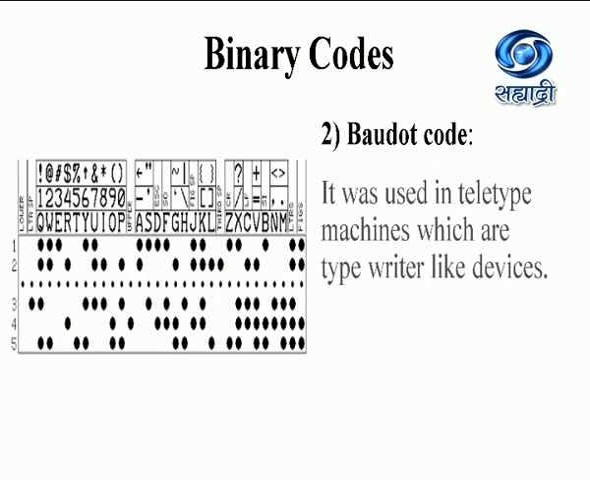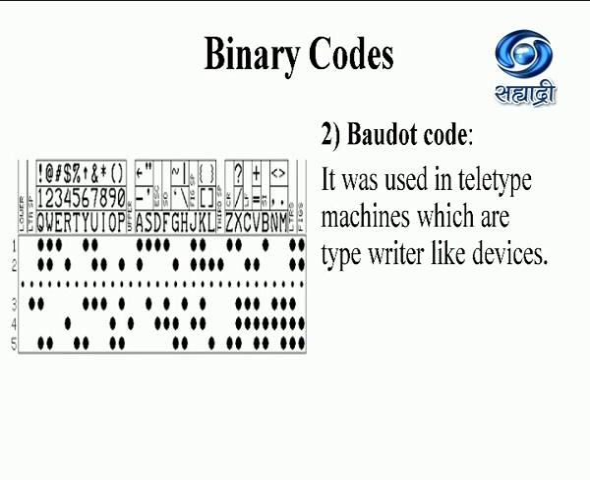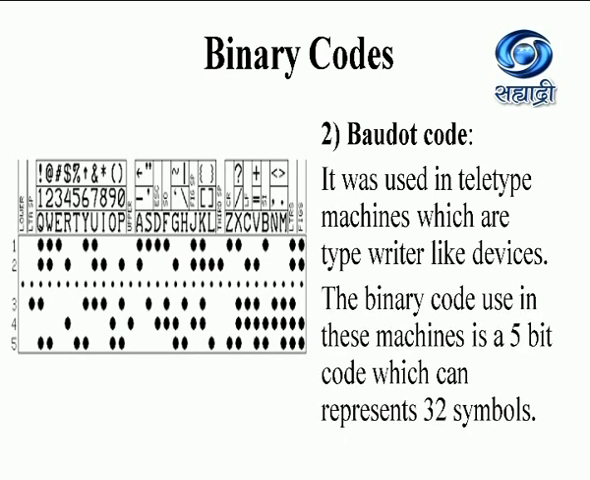Next code is Baudot code. It was used in teletype machines, which are typewriter-like devices, and the binary code used in these machines is a 5-bit code which can represent 32 symbols. Basically this type of code is used in typewriters and it is a 5-bit code.